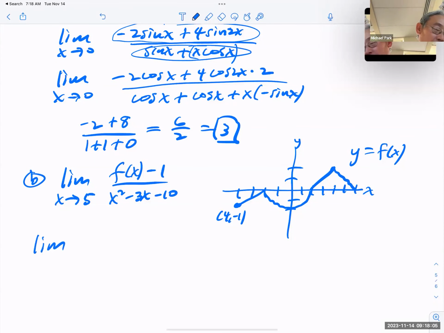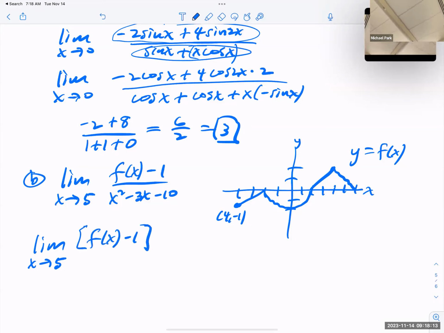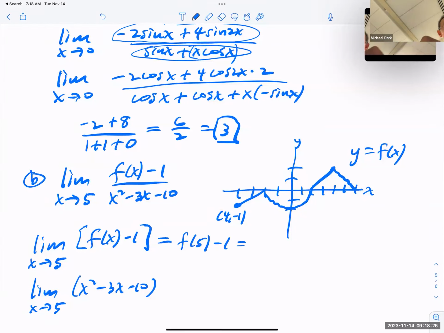So here, I'm going to do it right here. What you have to do is find the limit of f of x minus 1, and then find the limit as x approaches 5 of the denominator, which is x squared minus 3x minus 10. So this is equal to f of 5 minus 1. But what is f of 5 equal to? Well, if you look at the graph, f of 5 is the y coordinate of that point right there, which is 1. So 1 minus 1 is 0.